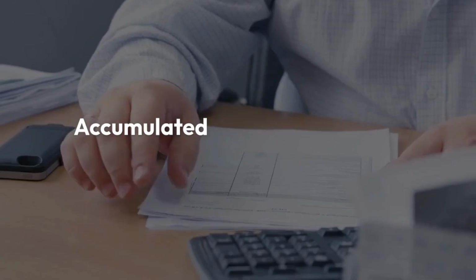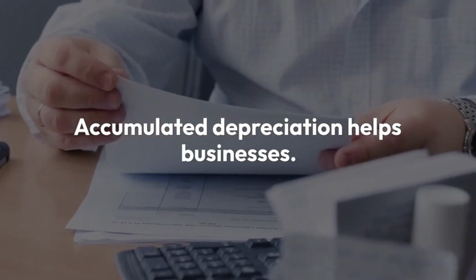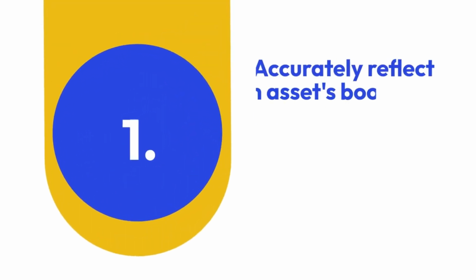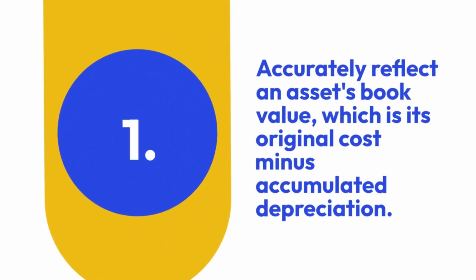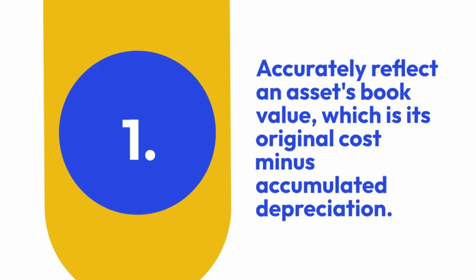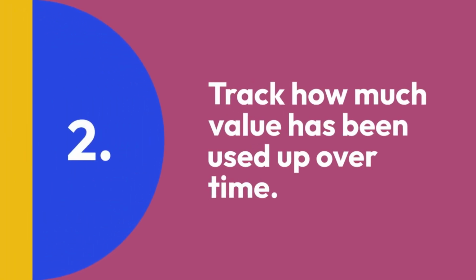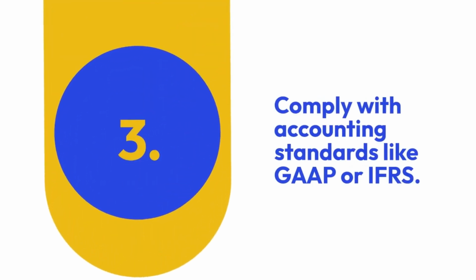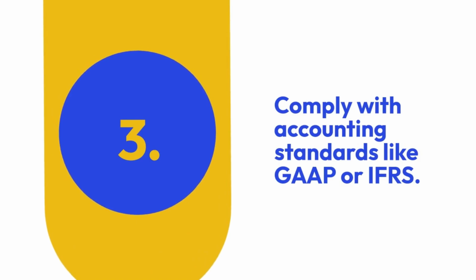Why is it important? Accumulated depreciation helps businesses: 1. Accurately reflect an asset's book value, which is its original cost minus accumulated depreciation. 2. Track how much value has been used up over time. 3. Comply with accounting standards like GAAP or IFRS.